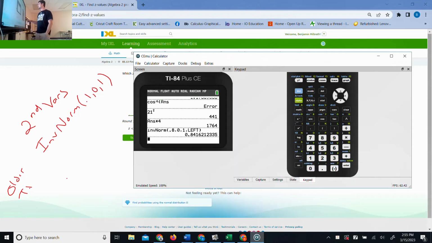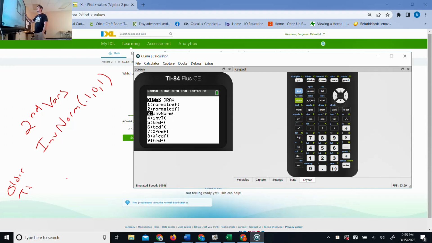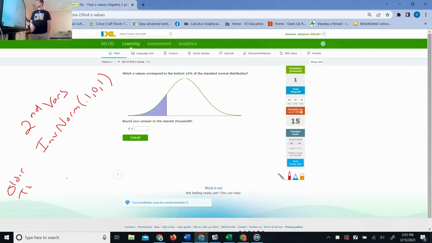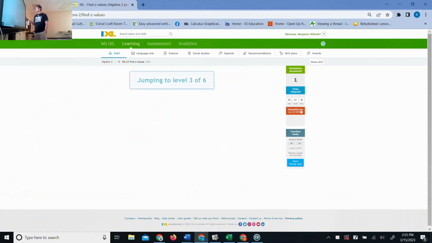But with the newer ones, they've pretty much made these things idiot-proof. You can just type it in. You don't have to know how the function works. You understand the inputs, nothing. And that's still a left tail. Bam! Negative 1.282.